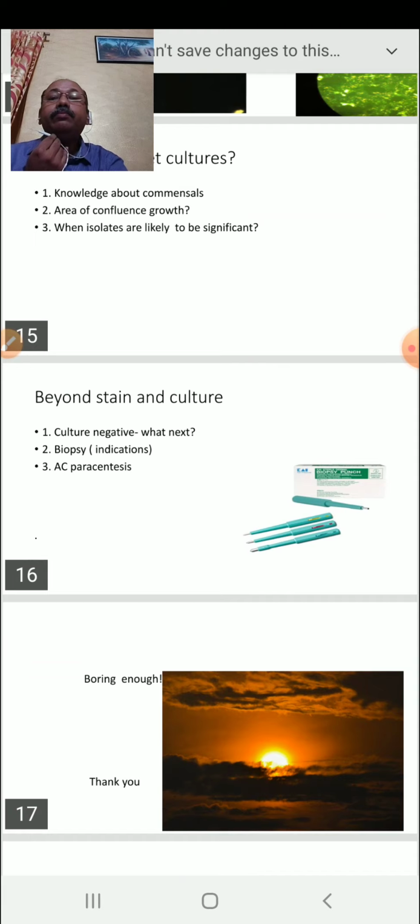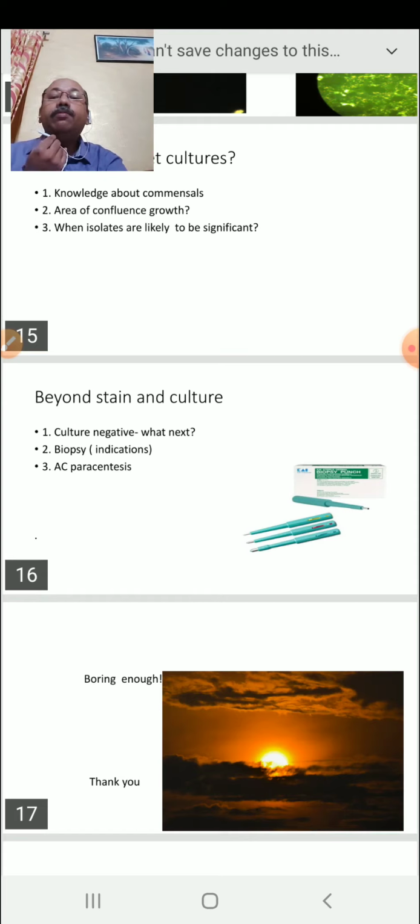Now, as I have already discussed, there is a great issue of culture negative corneal ulcer. In our part of India, we tend to have more than 50% culture negative corneal ulcers. So in that case, there are two secondary steps which you can undertake. One is called the corneal biopsy.